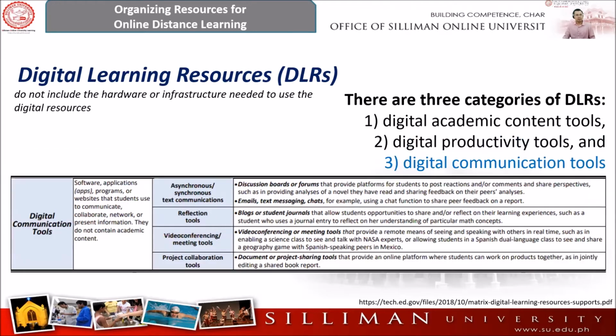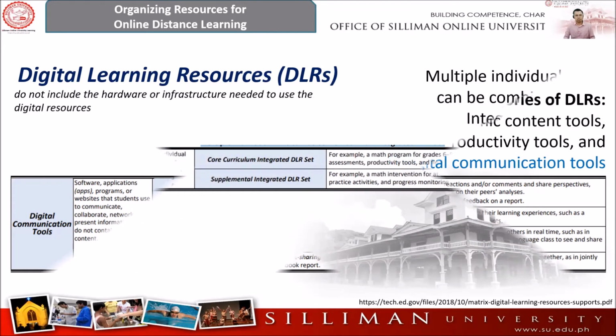The third one is the digital communication tools. These are the tools that students use to communicate, collaborate, network, or present information. And they do not contain, again, academic content. It is also categorized into four: the synchronous and asynchronous text communications, reflection tools, video conferencing or meeting tools, and the project collaboration tools. On the screen, you can see examples of this type of category.